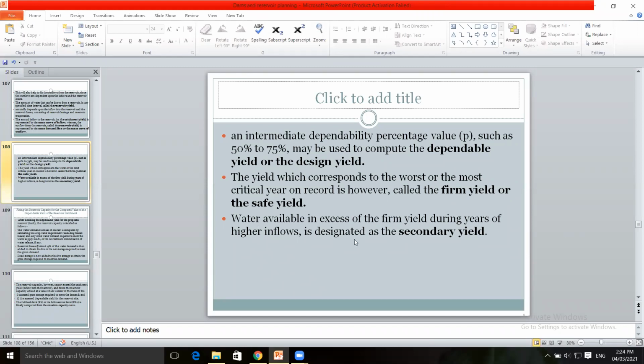And what is secondary yield? The water available in excess of the firm yield during years of higher inflows. When the inflow is higher, the flow will be more, the catchment yield will be more. The water available in excess of the firm yield, when inflow is higher, is designated as secondary yield. Like I said, secondary yield.